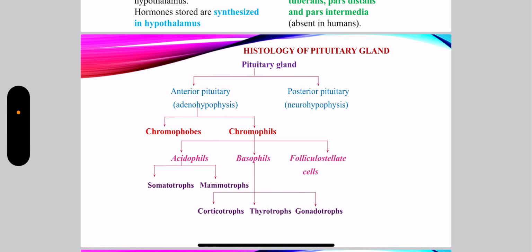Basophilic cells, the granules of these cells stain with basic dyes. Now these are of three types. Corticotropes produce ACTH and beta lipotropin. Thyrotropes stimulate the activity of the thyroid gland by secreting thyrotropic hormones like TSH. And gonadotropes secrete FSH and LH. Now about the folliculostellate cells, they secrete interleukins.